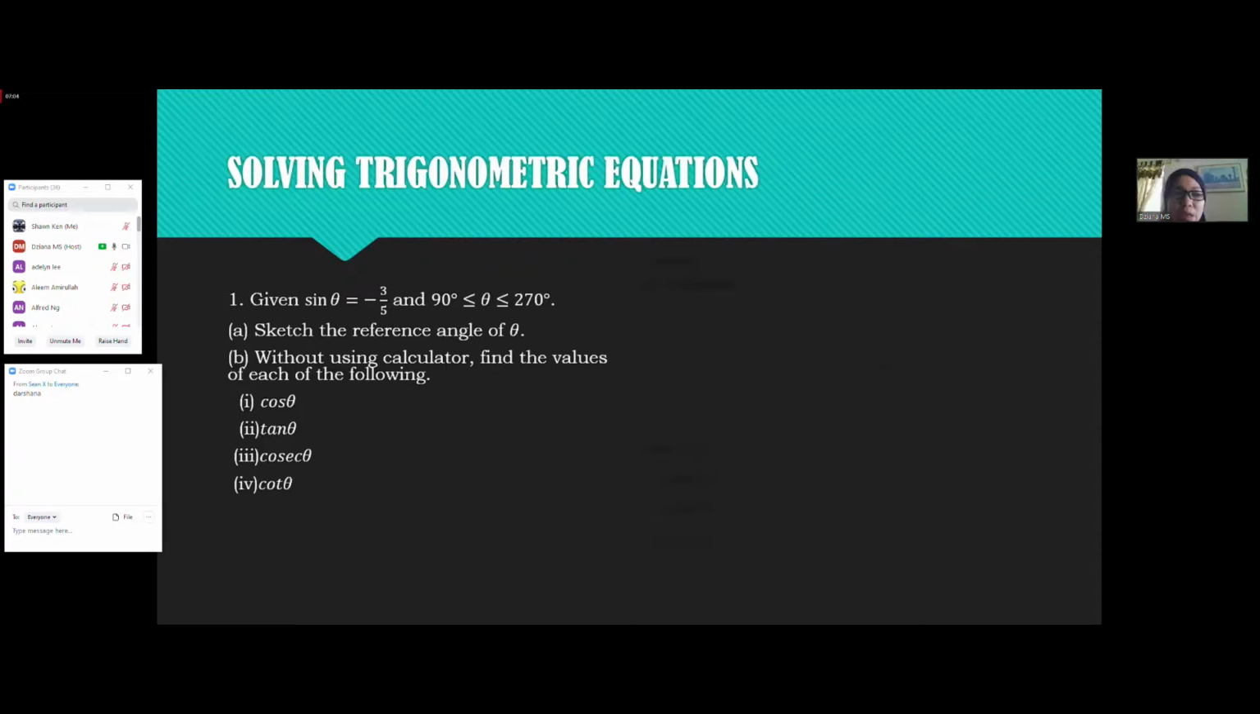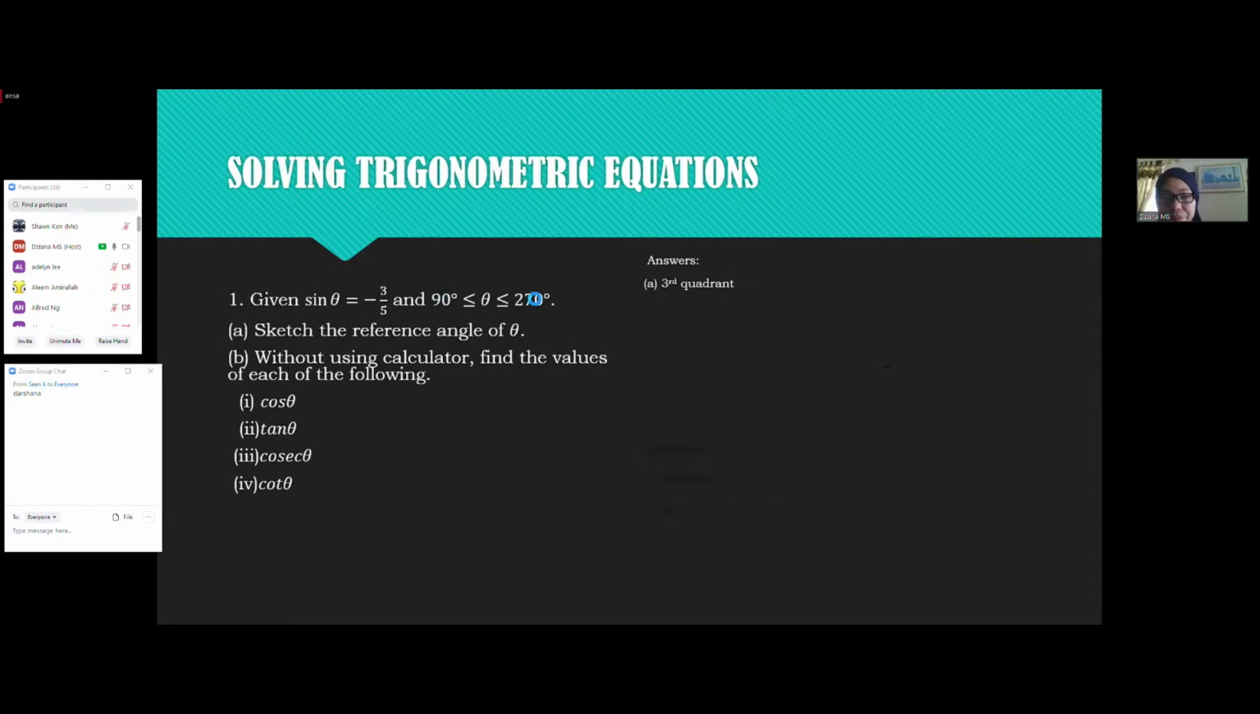All right, first of all, they ask you to sketch. Even though they don't ask you to sketch, please sketch the reference angle so it's easy for you to answer the next question. From the question, sine theta is negative 3 over 5. Sine negative is only at third and fourth quadrant, right? And given already, the theta is between 90 to 270, meaning that it's between second and third quadrant. So sine negative is third and fourth, so definitely this angle should be at the third quadrant. Understand? How did I get that? Sine negative is third and fourth, but theta is between 90 to 270, so you can only take the theta at the third quadrant.